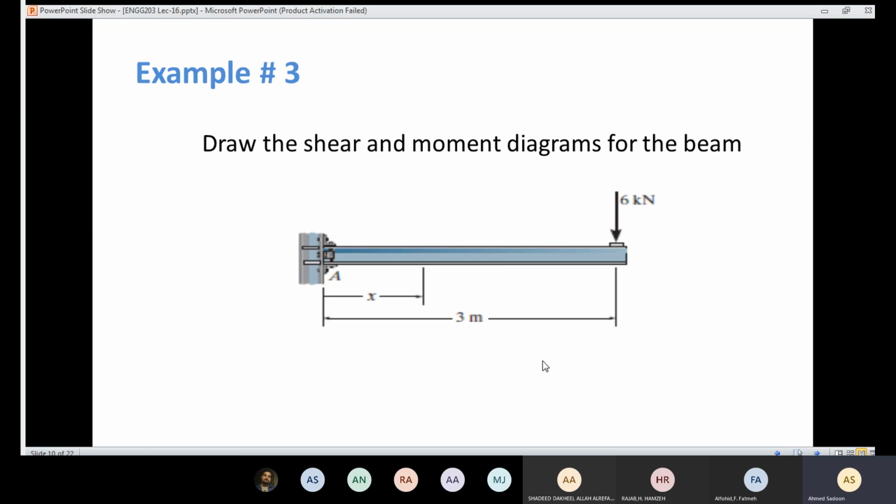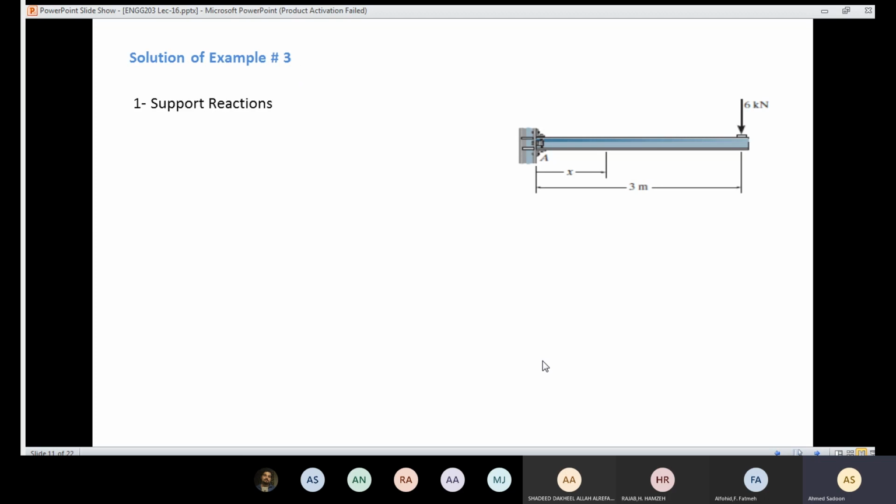So the first step, in order to draw the shear force diagram and the bending moment diagram, is to determine the support reactions. In order to determine the support reactions, we need to draw the free body diagram, and for that we need to replace the supports by support reactions. Here we have a fixed support, which means that we are going to replace it with a reaction in X, a reaction in Y, and a couple moment at A. So we are going to have MA, AX, and AY.